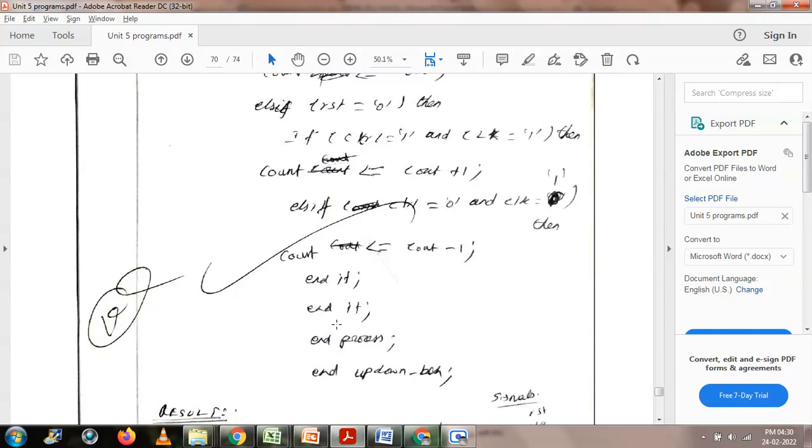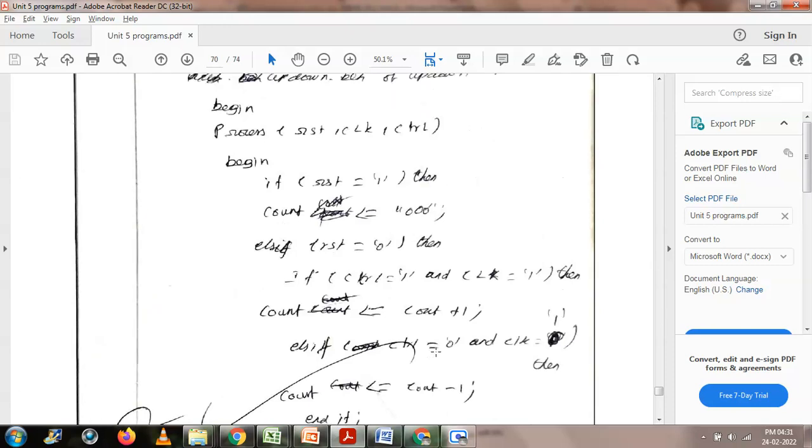So end if, end process, and end up down counter. So this is very simple. There are reset, control and clock. If reset is 0, the counting will start. If reset is 1, the counting is stopped, that is 0. So when reset is 0, the counting is started.